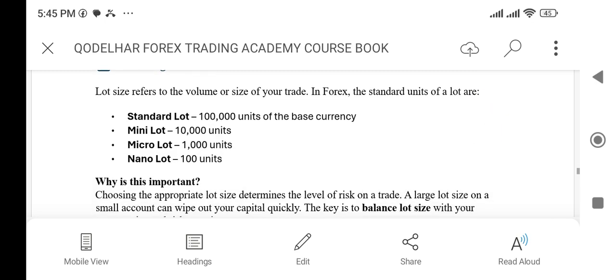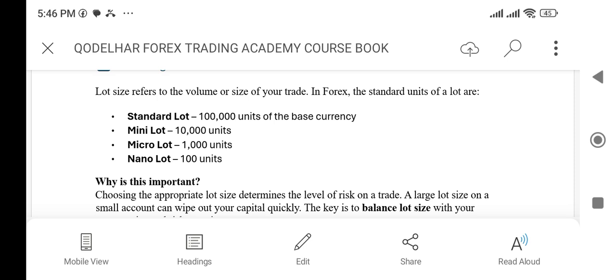Lot sizing refers to the volume or size of your trade in forex. As we have said in past classes, the standard lot size starts from 1, which is 100,000 units of base currency. So it starts from 1 to infinity. If you have not gotten to that level, then we have a mini lot size, which is 10,000 units, starting from 0.1 to 0.9 lot size.